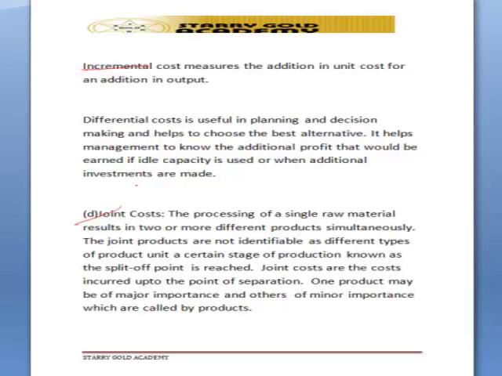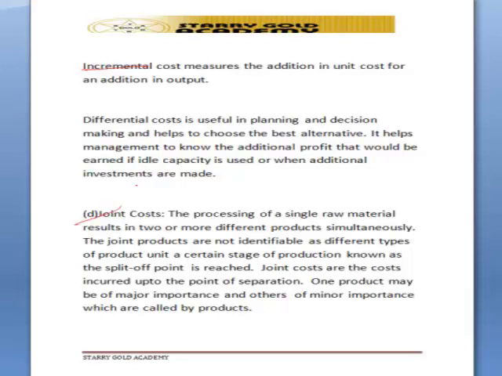So the joint products are not identifiable as different types of product until a certain stage of production known as the split-off point is reached. We'll be looking at that. So joint costs are the costs incurred up to the point of separation.